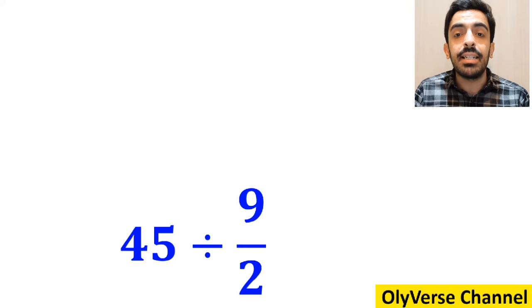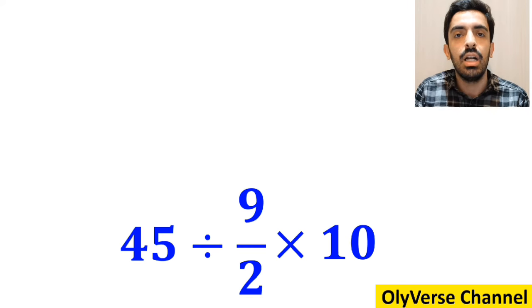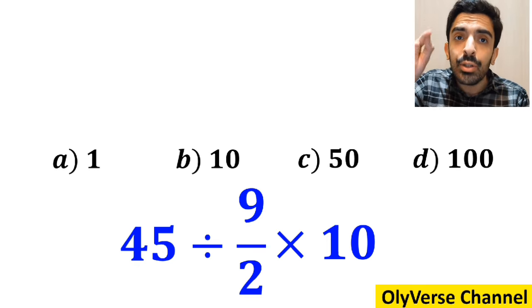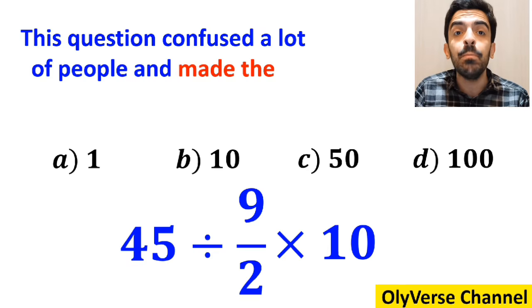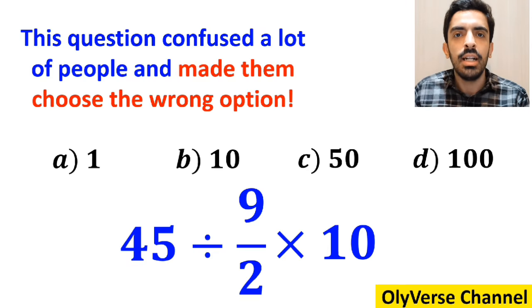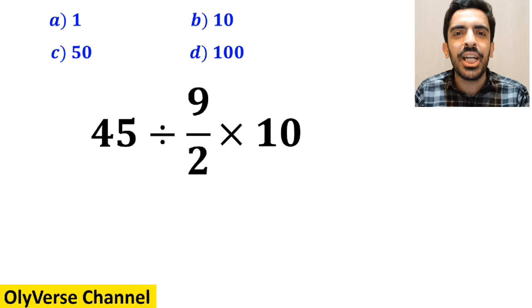What is the value of the expression 45 divided by 9/2 multiplied by 10? Which option do you think is the correct answer to this question? This expression confused a lot of people and made them choose the wrong option. Let's dive in and break it down step by step together.